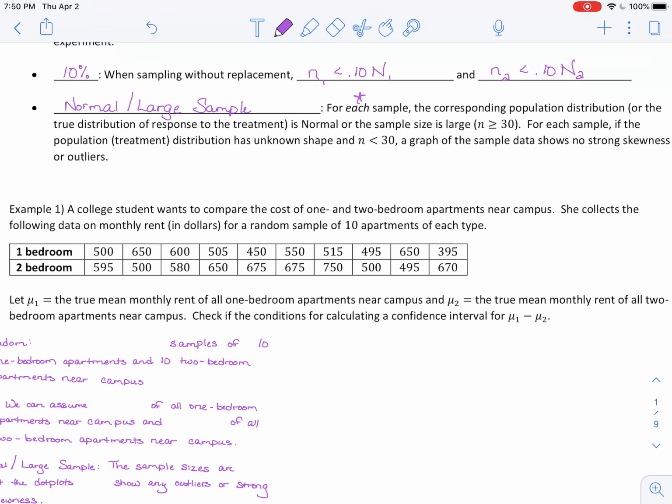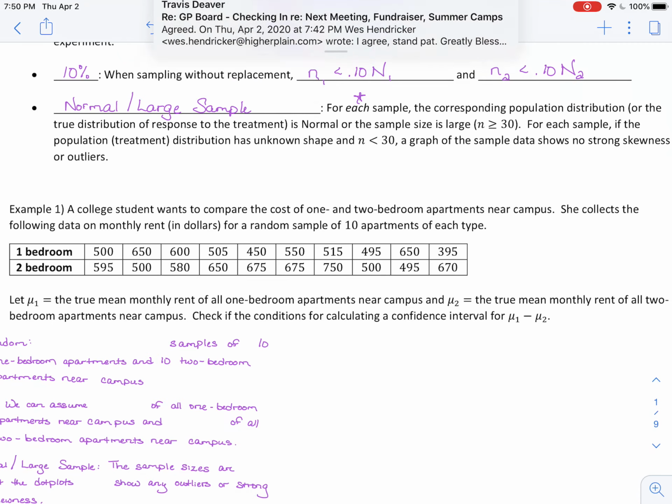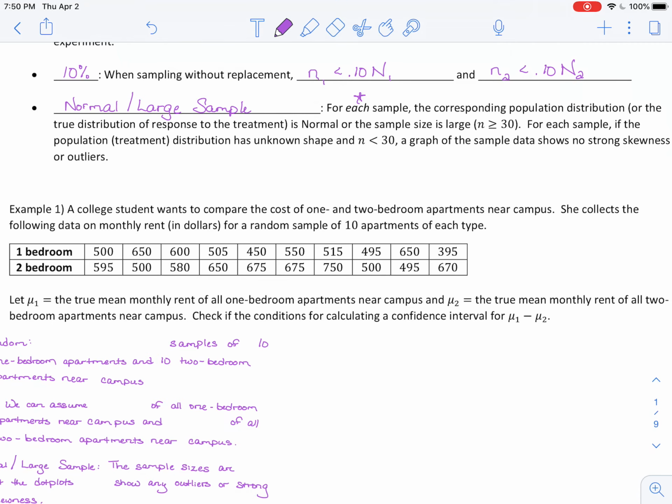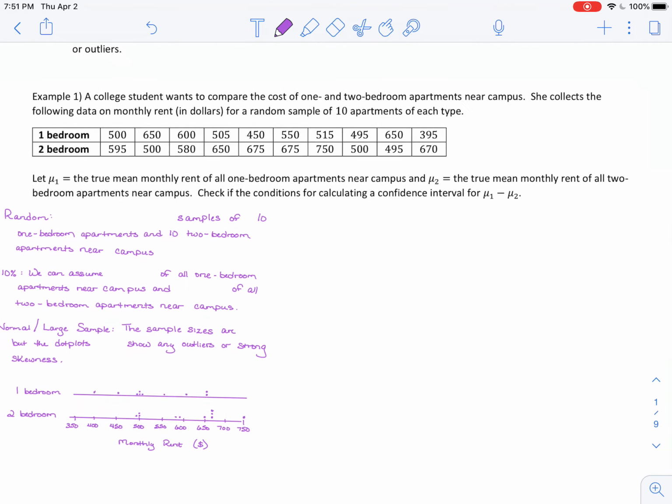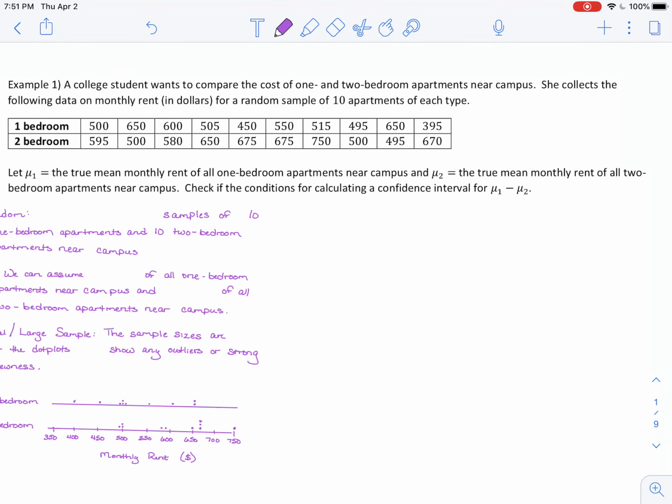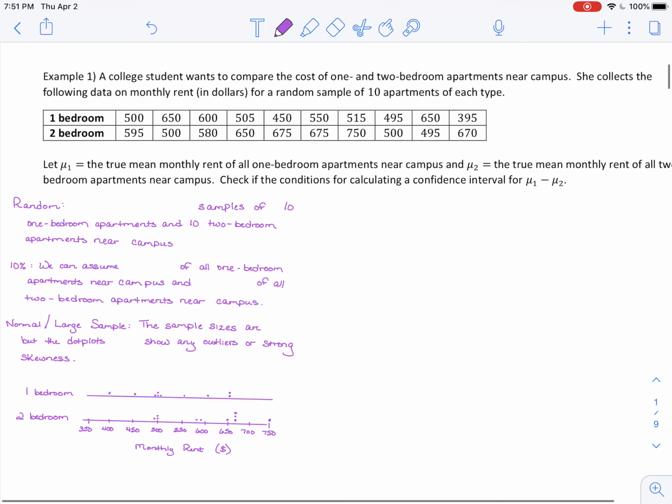So an example of checking those things, example 1: a college student wants to compare the cost of 1 and 2 bedroom apartments near campus. She collects the following data on monthly rent in dollars for a random sample of 10 apartments of each type. I do have some of it already filled out for laziness purposes, but I'm going to go ahead and define mu sub 1 and mu sub 2 so that the order of our difference is already stated. And by that I mean the problem already has that stated. Mu sub 1 is the true population mean monthly rent of 1 bedroom apartments near campus, where mu sub 2 is the same thing but for 2 bedroom apartments.